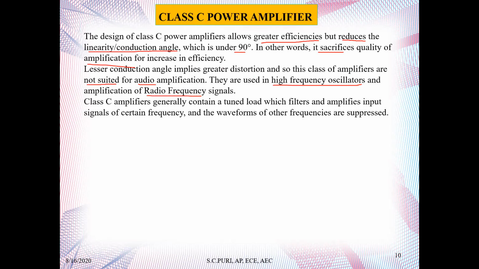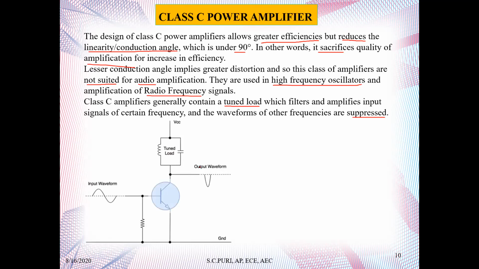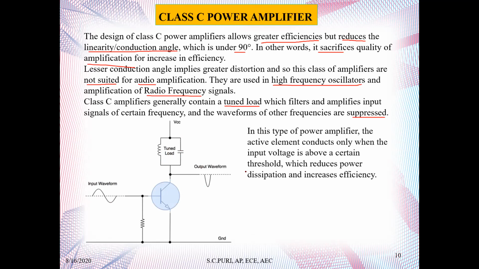Class C amplifiers generally contain a tuned load which filters and amplifies input signals of a certain frequency, and the waveforms of other frequencies are suppressed. As you can see here, this is a typical tuned load, this tank circuit is there, and in this way it produces the output. So in this type of power amplifier, the active element conducts only when the input voltage is above a certain threshold, which reduces power consumption and increases efficiency.